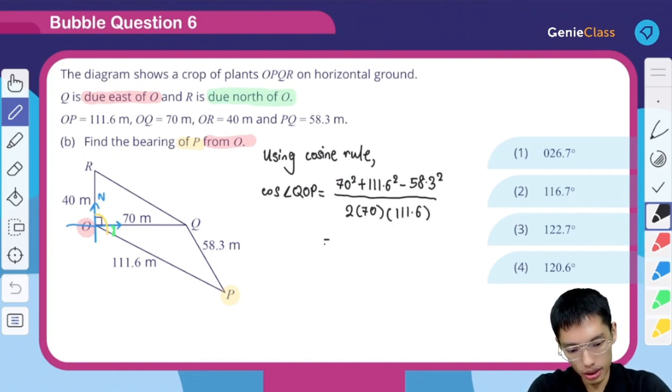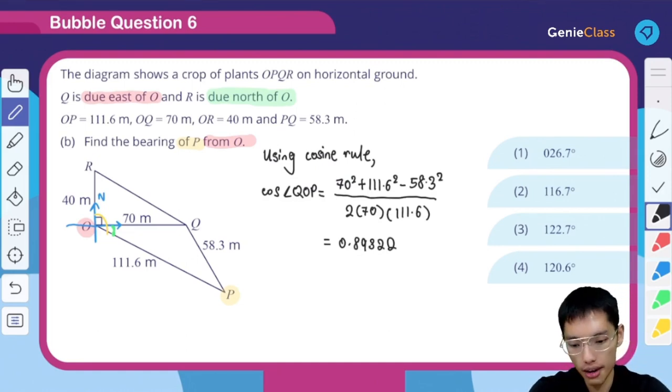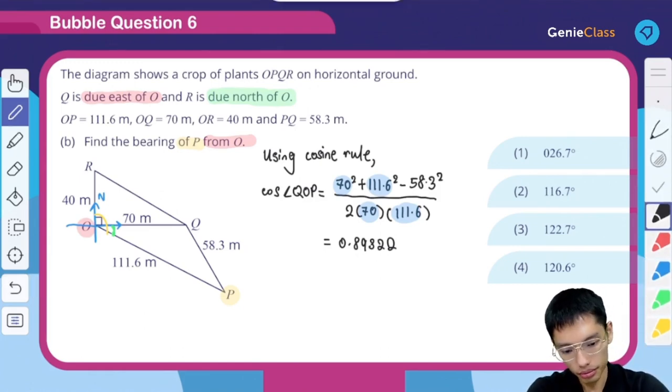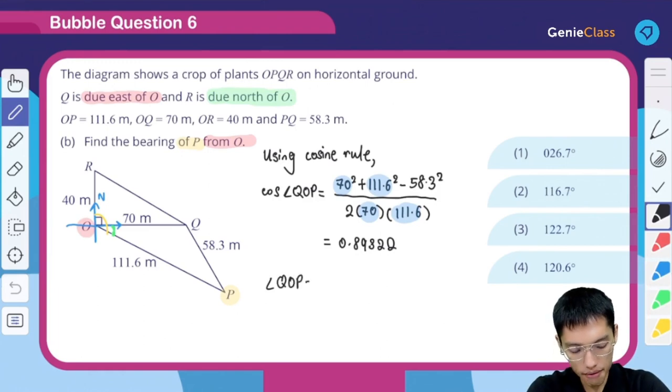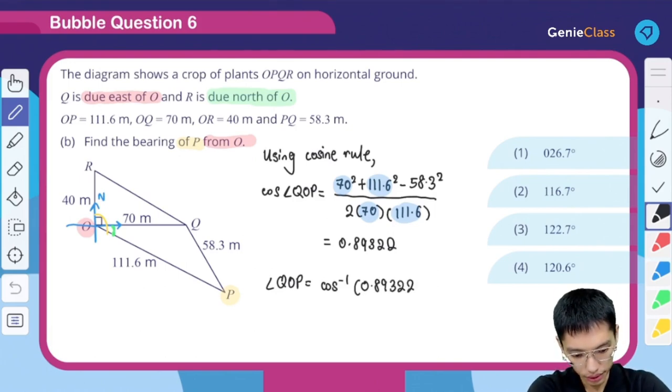And that's where, take note, just solve it first, 0.89322. So just be very careful when you apply your cosine rule. The two sides over here have to be included: 70, 111.6. Basically your b's and your c's. Once you have this, you're going to have your QOP. Just take the inverse of 0.89322. This equals 26.71929 degrees.